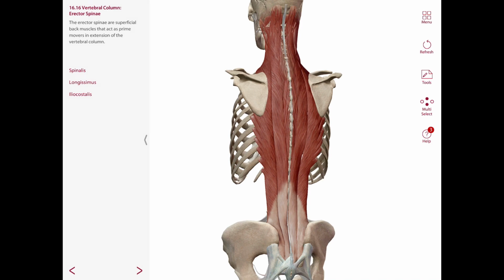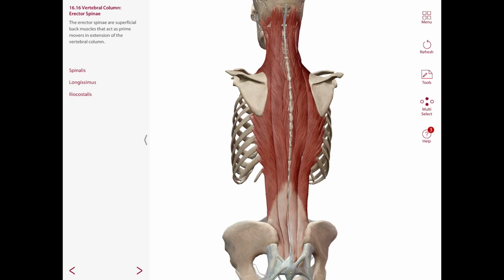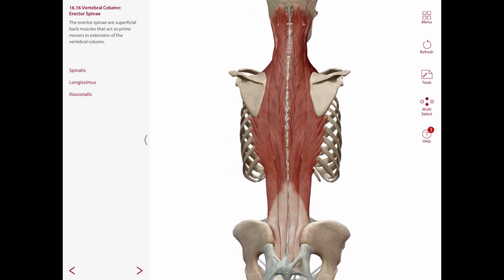In the intermediate layer, we're going to find the erector spinae. This muscle has an origin basically from the posterior part of the iliac crest, the posterior surface of the sacrum, and the spinous processes of the lower 2 thoracic and all the lumbar vertebrae. So this is a very large muscular mass, and it's divided into 3 columns.